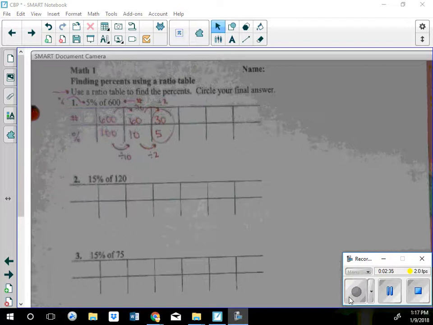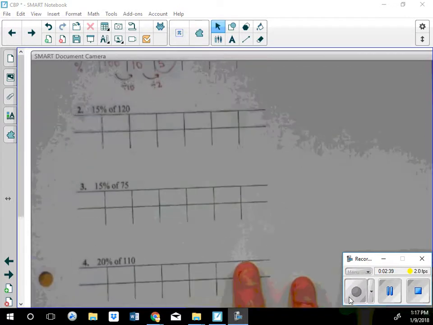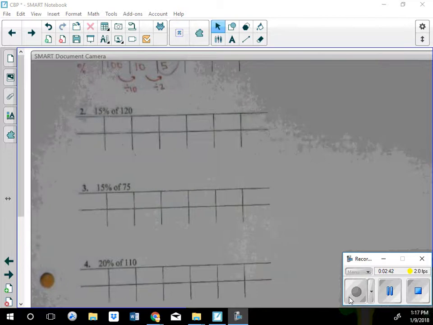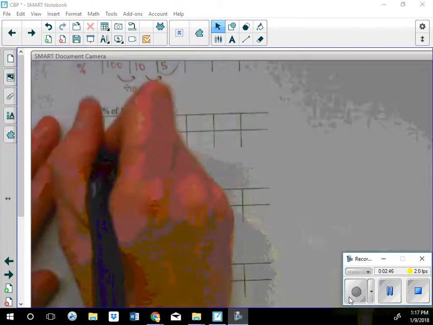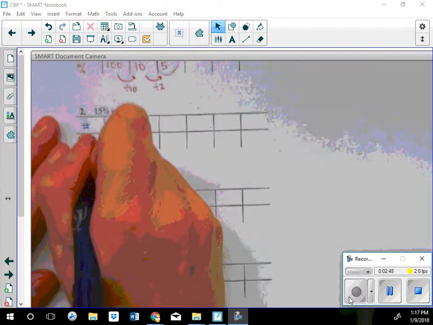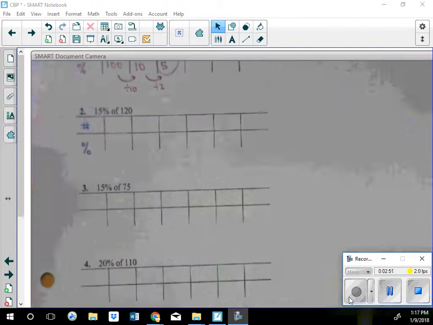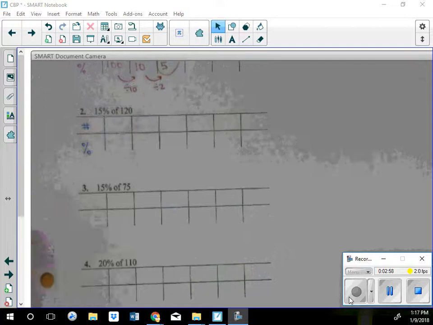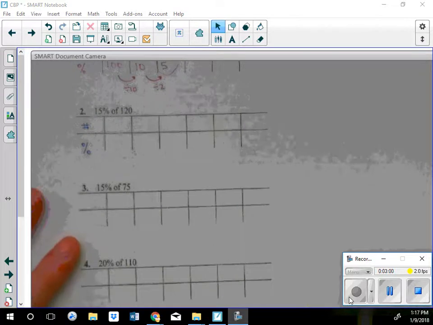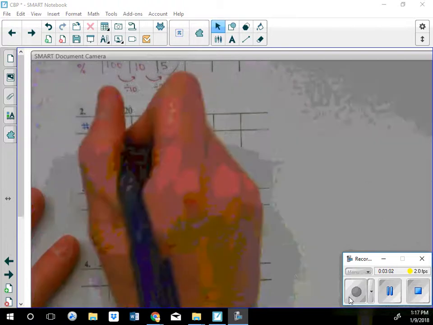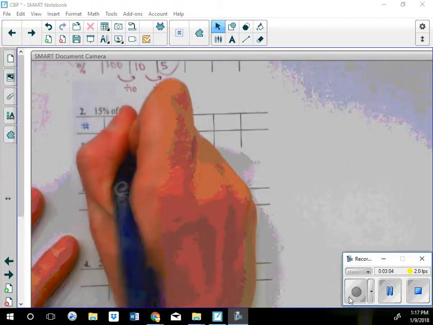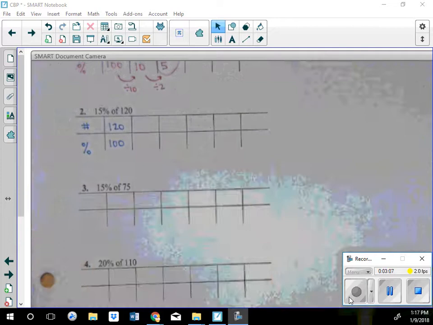All right, let's do number 2 next. So this one we are trying to find 15% of 120. Once again, I have a number and I have a percentage. Oh, I was going to let you guys do this one. I'll let you set up the next one. My number in this case, what's my whole? Yeah, and what percent would that be? 100. Okay, now I want to try and get to 15%.